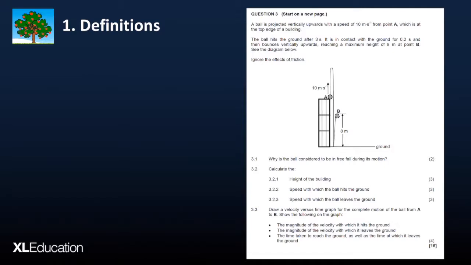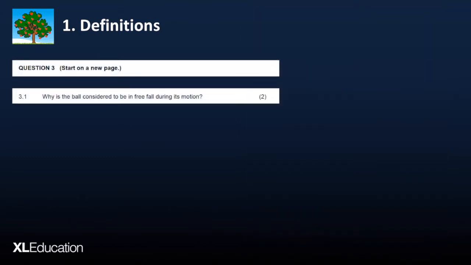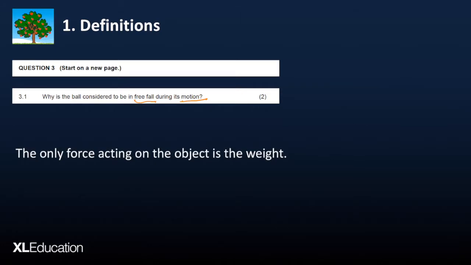The other question is question 3, which is on vertical projectile motion. As you page through this question, you can see that part 3.1 requires one to know the definition of what free fall is. If you know the definition of free-fall motion, then it is easier for you to answer that question. A free-fall motion is the motion of an object under the influence of gravitational force only.